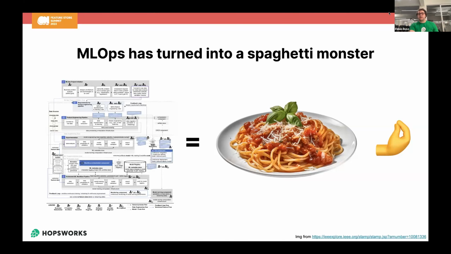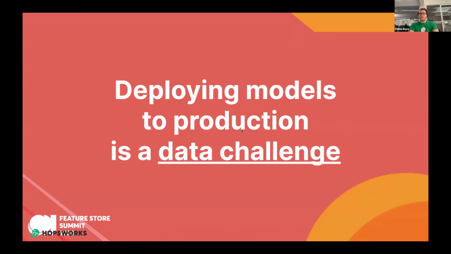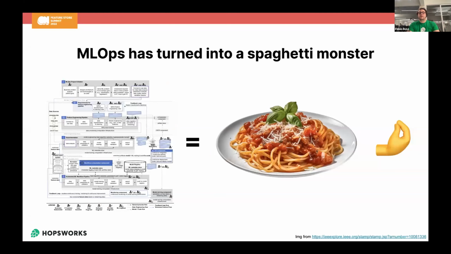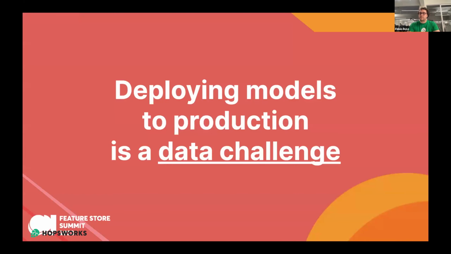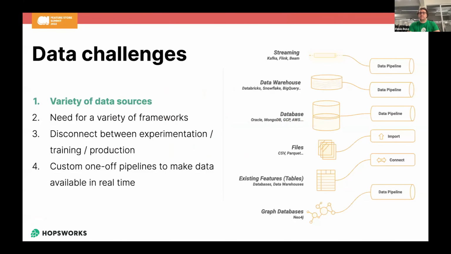And one of the reasons for that, I believe, is that deploying a model to production is actually a data challenge, right? So the architecture that we can see here is actually meant to address the underlying problem of managing data for AI. And there are a couple of different challenges that we can look at. These are the challenges that every time we talk to someone about Hopsworks and about feature stores, come up over and over and over, right?